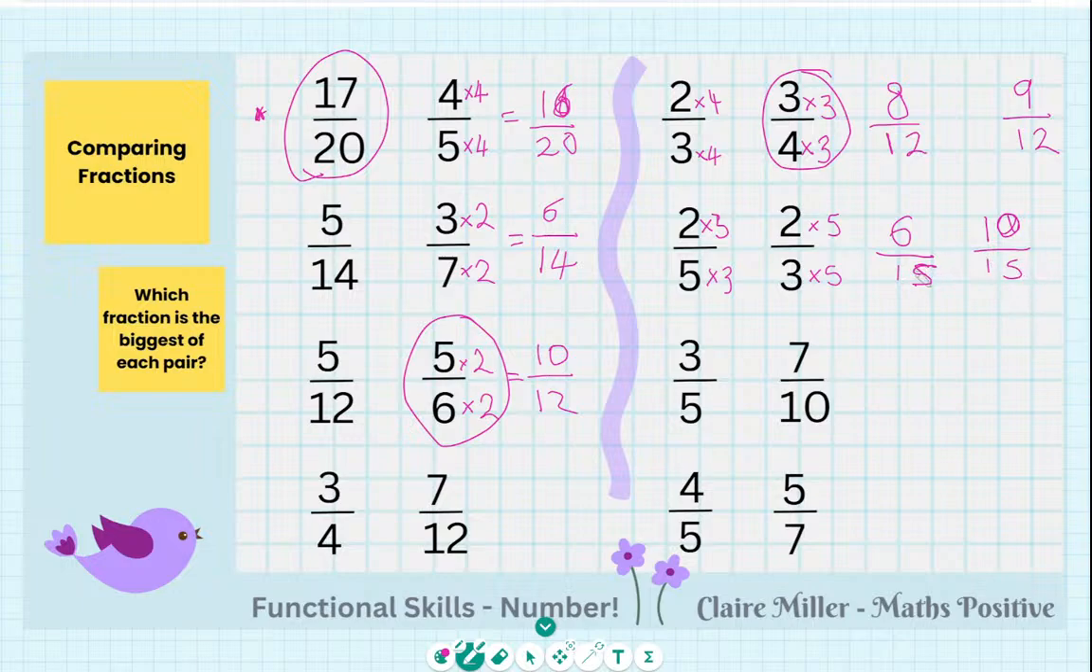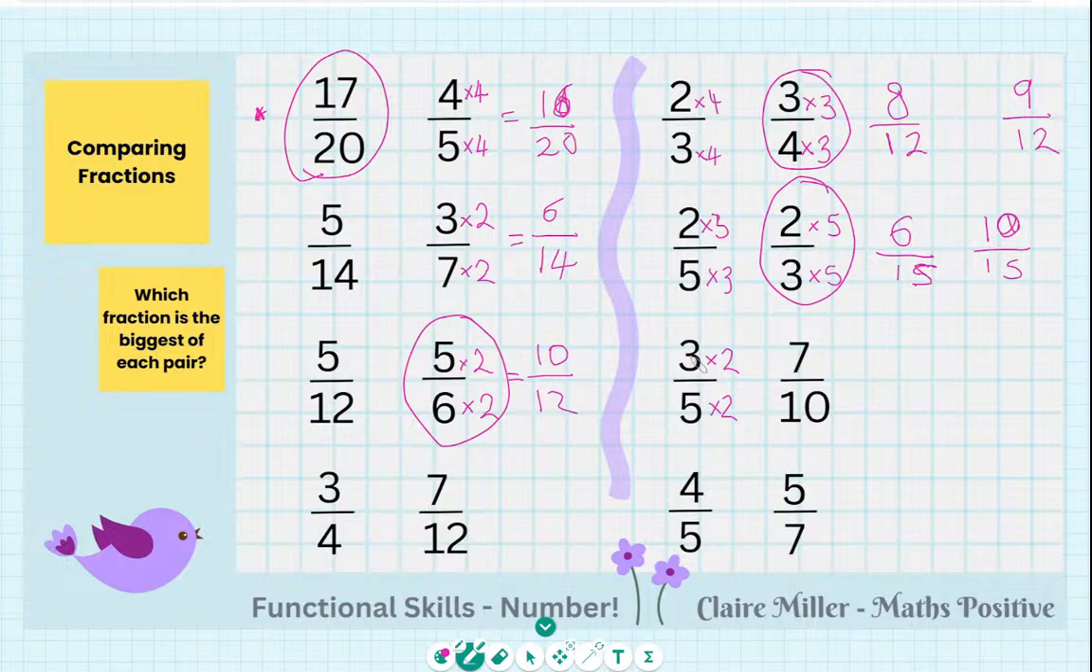Okay, so 10/15 and 6/15, which one's the biggest? It's going to be this one, isn't it? 2/3. Yeah, great idea here. For this next one, we could multiply this by 2, couldn't we? Because to turn the 5 into a 10, well noticed, I can times it by 2. It just means I have to times the top number by 2 as well, but that's okay.